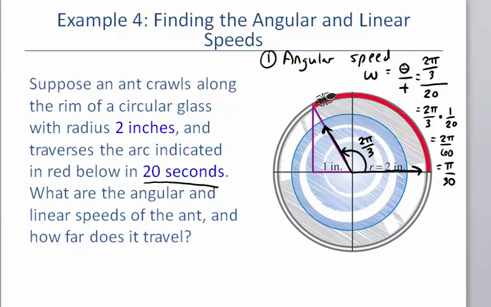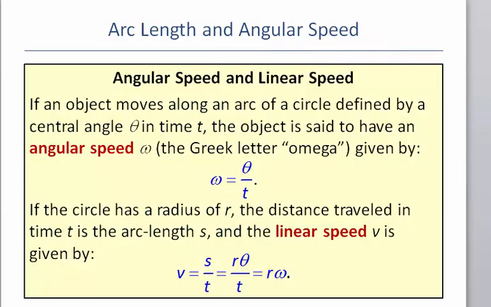And if you're looking at your units, we know that the initial angle was in radians and the initial time was in seconds. So we're looking at pi over 30 radians per second. So now we want to look at the linear speed of the ant. So again, I'm going to go back to the previous slide and get my formula for linear speed. Linear speed is denoted by a v, and it's equal to r, which is our radius, times our angular speed, omega.